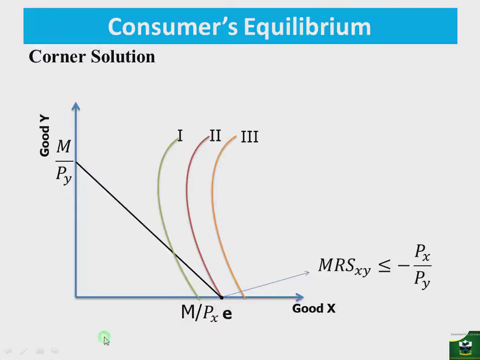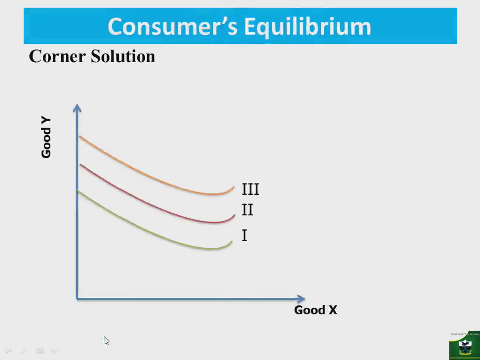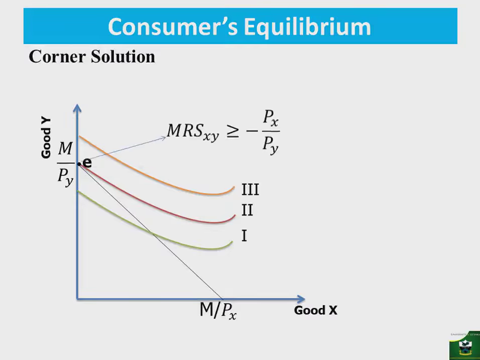Okay, so we can also look at it from the vertical axis, vertical intercept. So with good x on the horizontal and good y on the vertical, we have these indifference curves, and the direction of increasing utility is up and to the right. So if we draw the budget line with the intercepts m over py on the vertical and m over px on the horizontal, we are in equilibrium at the corner where indifference curve 2 is meeting the budget line. At that corner, it should be noted that the slope of the indifference curve is greater or equal to the slope of the budget line.